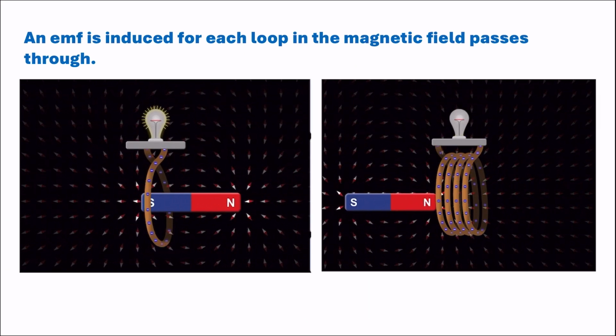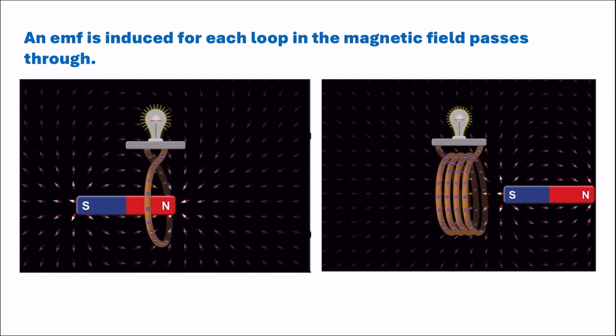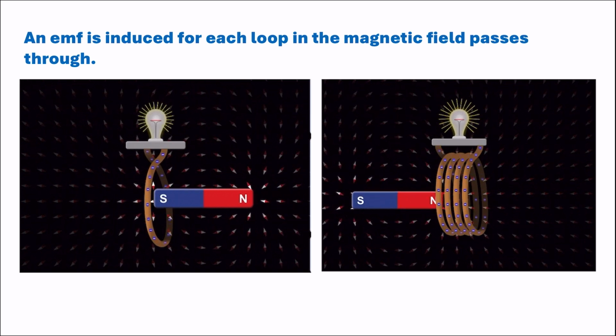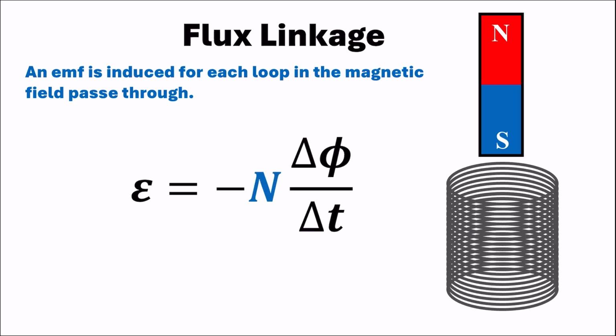A way to generate more electrical power is flux linkage, or using many loops of wire instead of one, since there's flux and therefore induced EMF through each loop of wire. And then here, the induced EMF is equal to N, the number of loops, times the rate of change of flux.